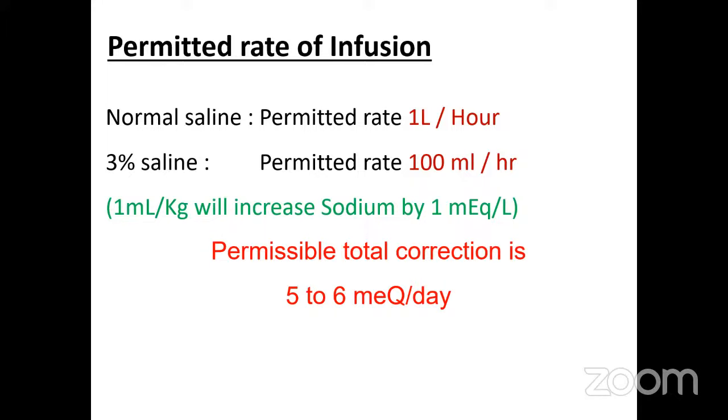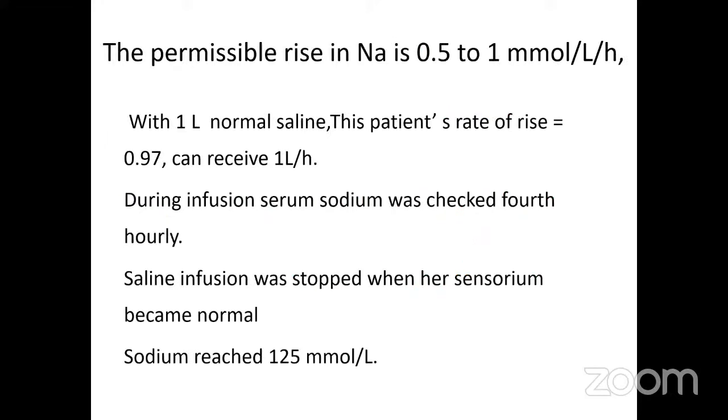The rough formula is 1 ml per kg of 3% saline will elevate the sodium by 1 milliequivalent. That is, in a 50 kg man, 50 ml of 3% saline will be required to elevate the sodium by 1 milliequivalent. So if you want to go up by 5 milliequivalents per liter, you can use 50 into 5, that is 250 ml. So that is how you correct.